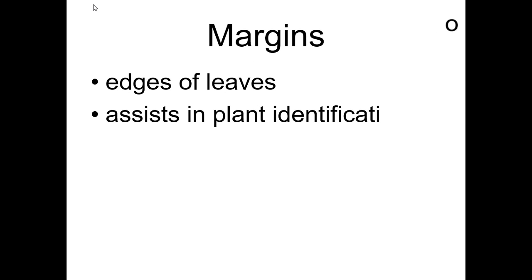On the very edge of the leaf is known as the margin, and these also help in the identification of the plant. So every plant has a different type of leaf, and each leaf's margin or edge of that leaf and its outline allows you to better identify that plant.